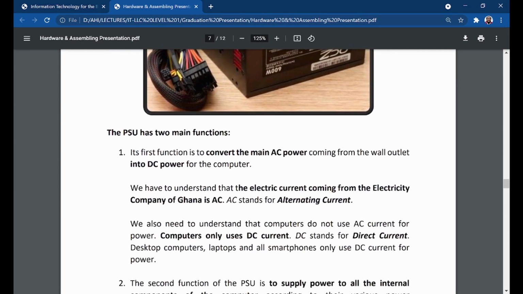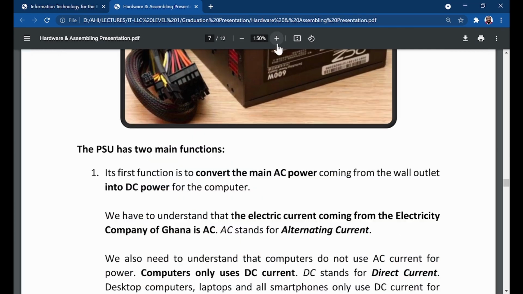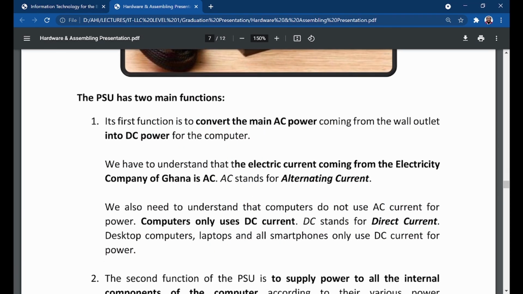The PSU has 2 main functions. PSU stands for what? The PSU has 2 main functions, and listen carefully. The first function is to convert main AC power coming from the wall outlet into DC power for the computer. This is extremely important.